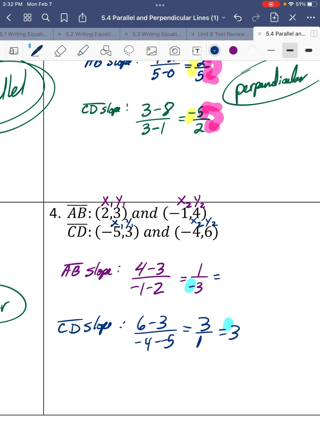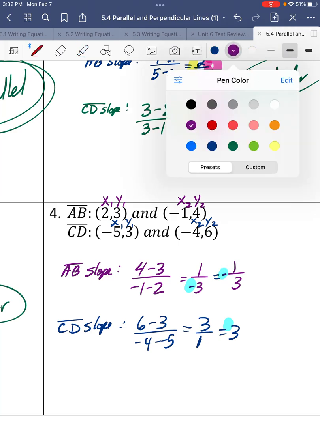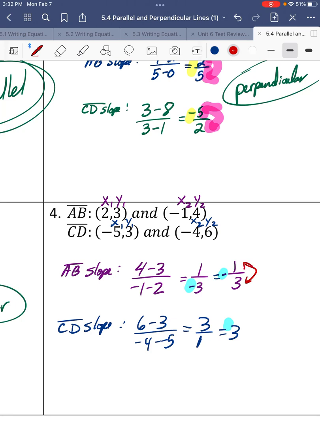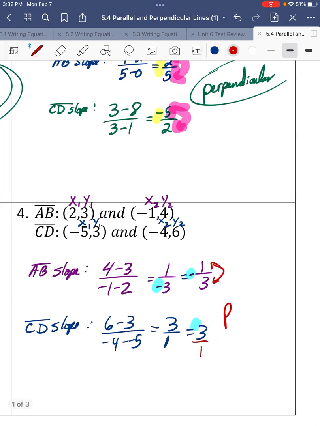So we have one with a positive slope and one with a negative slope, and we can also write this if you want to put a negative out front. So one's positive, one's negative. And then look at whether they are reciprocals. If you flip those, is it the same? Yeah, it's the same thing. So that means they are perpendicular.